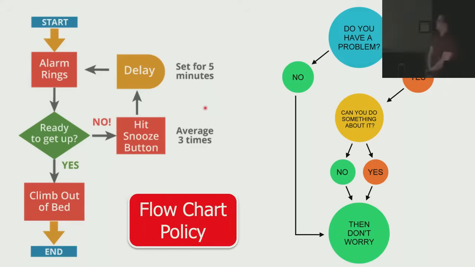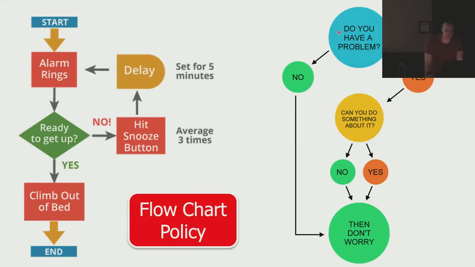All right. Policies could also be implemented as if-then statements, and we can view if-then statements as flowcharts, right? So there's interesting things we can do. So here was my policy this morning. The alarm rings. Are you ready to get up? Hell no. Hit the snooze button. An average of 3 times. That's way too low for me. I've hit the snooze button like 10 times before and not even remembered it. I don't know if you have that same problem in the morning. Oh, I'm ready to get out of bed, climb out of bed, end.